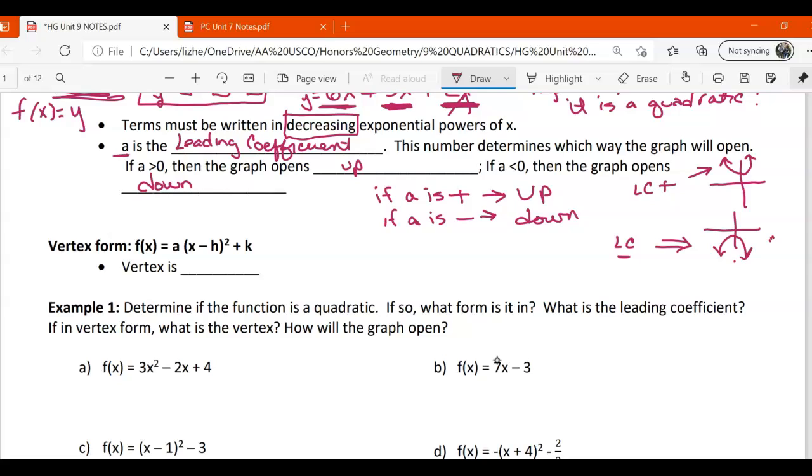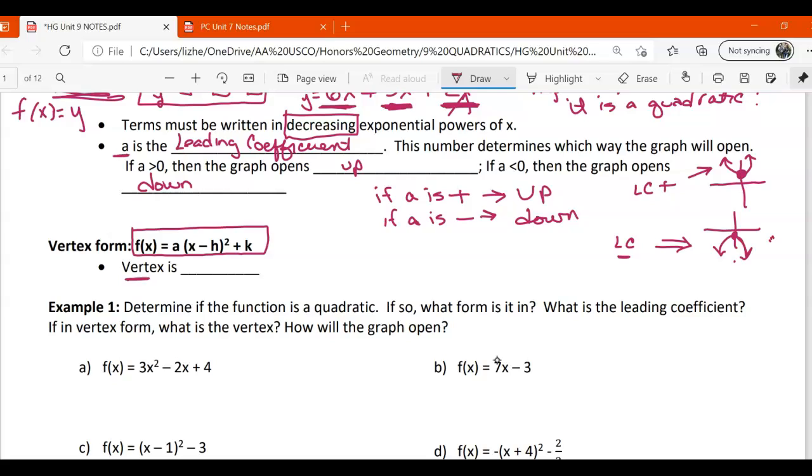This is when it's factored a bit. And the handy thing about this form is that if it's in this form, then we know our vertex. And the vertex, over here on these graphs, is the turning point. Generally you read a graph from left to right. So the graph is coming down and then it turns and goes up. The graph is going up, it turns and goes down. So the vertex is the turning point.